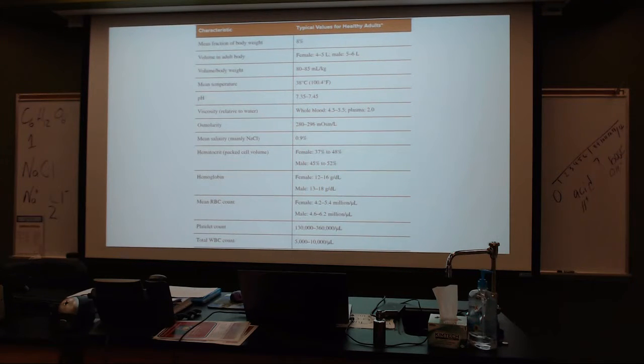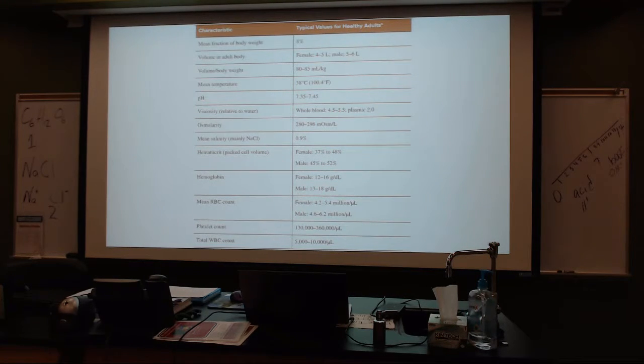Because we need it to do one thing: carry my oxygen. So when it's mature, it spits out all those organelles, and it's full of those hemoglobin proteins so that they can attach the oxygen and transport it.